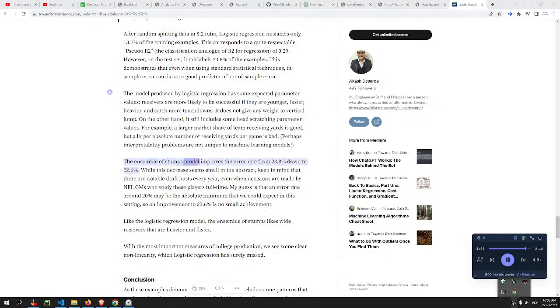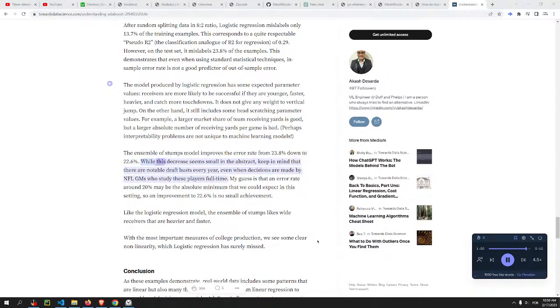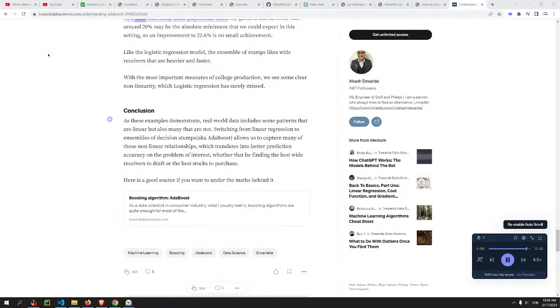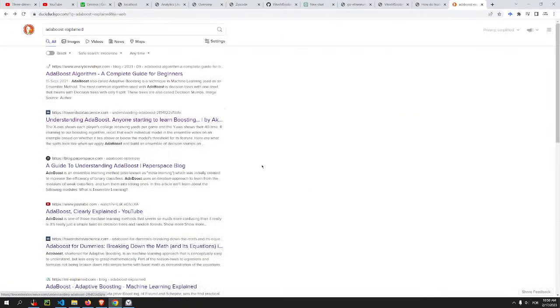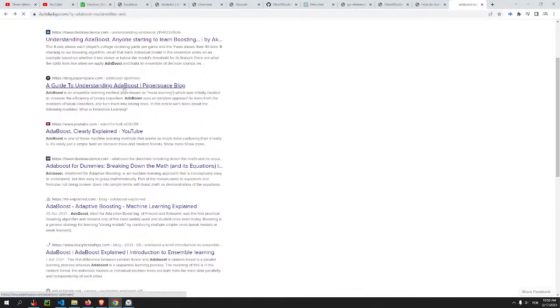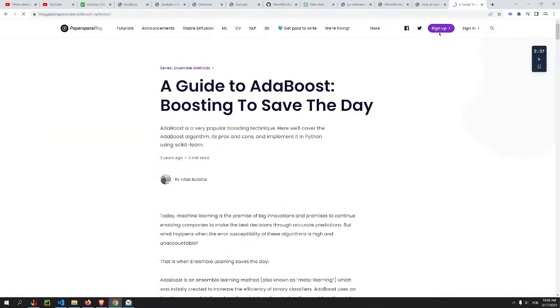The ensemble of stumps model improves the error rate from 23.8% down to 22.6%. While this decrease seems small in the abstract, keep in mind that there are notable draft busts every year, even when decisions are made by NFL GMs who study these players full time. My guess is that an error rate around 20% may be the absolute minimum that we could expect in this setting, so an improvement to 22.6% is no small achievement.